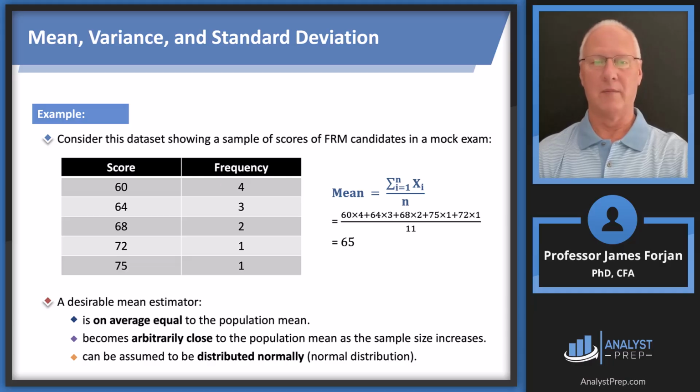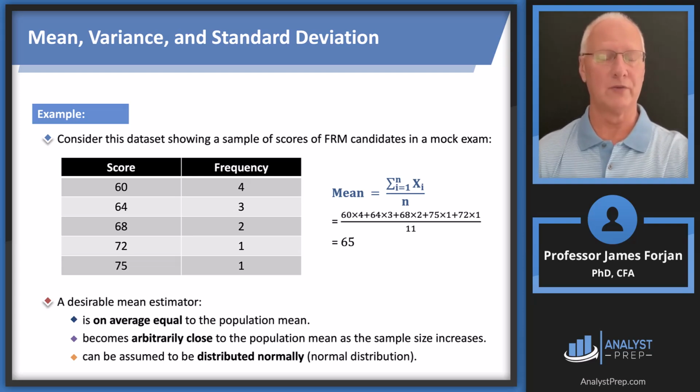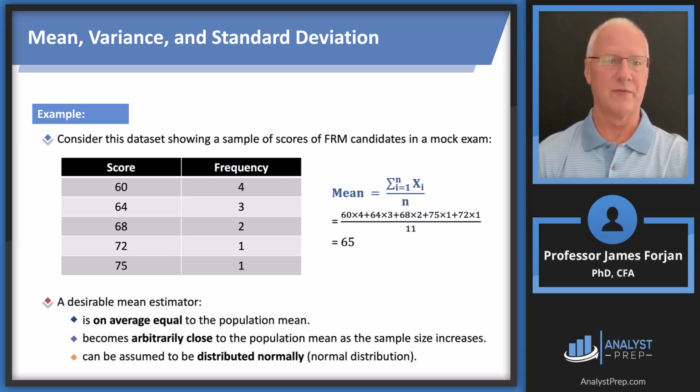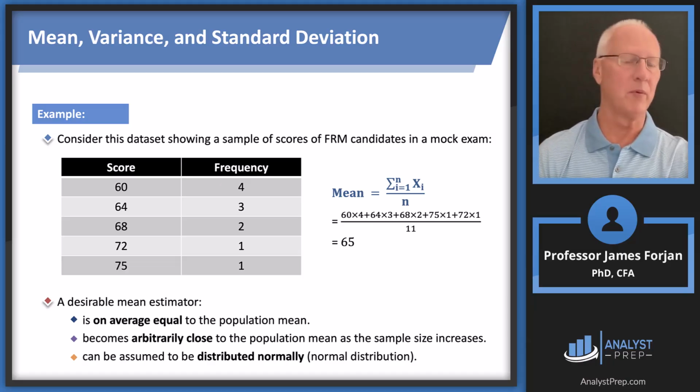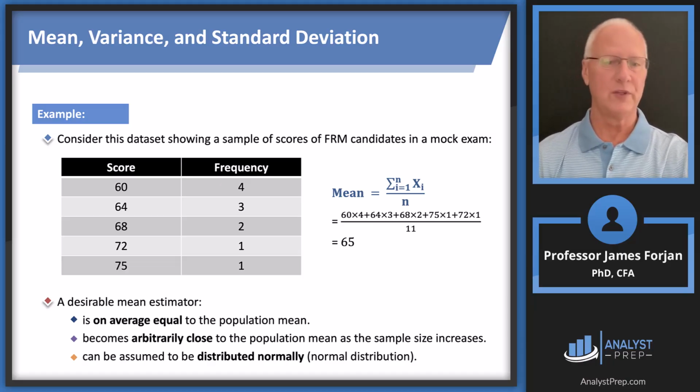Now, a little bit later on, I'm going to show you some cool steps on the HP12C calculator, but here are scores of FRM candidates in a mock exam. Remember, you have 100 questions, so 4 people scored 60, 3 people scored 64, 2 scored 68, 1 scored 72, 1 scored 75.